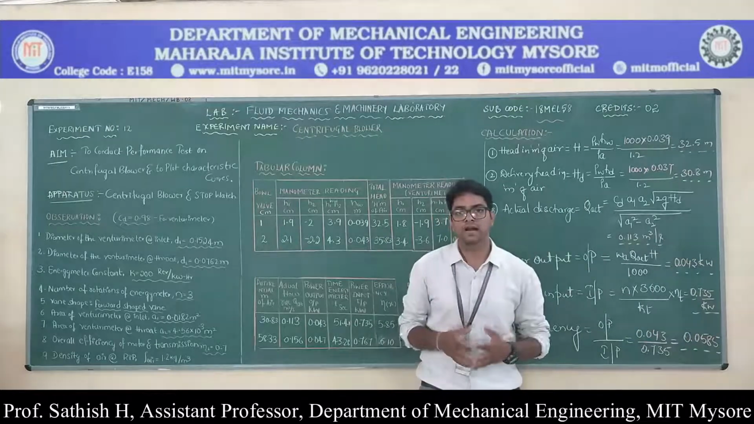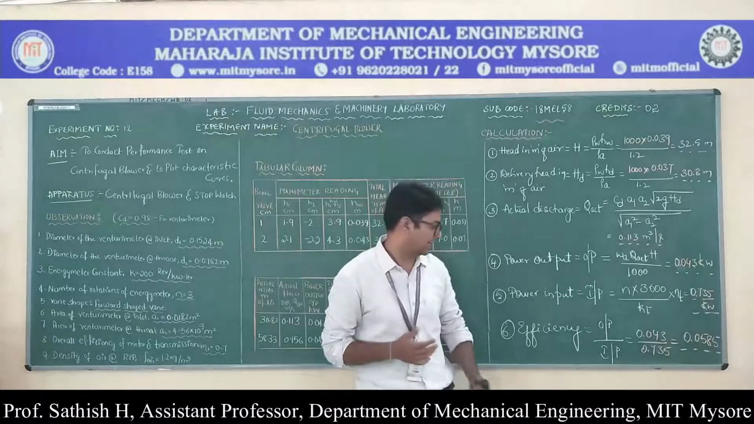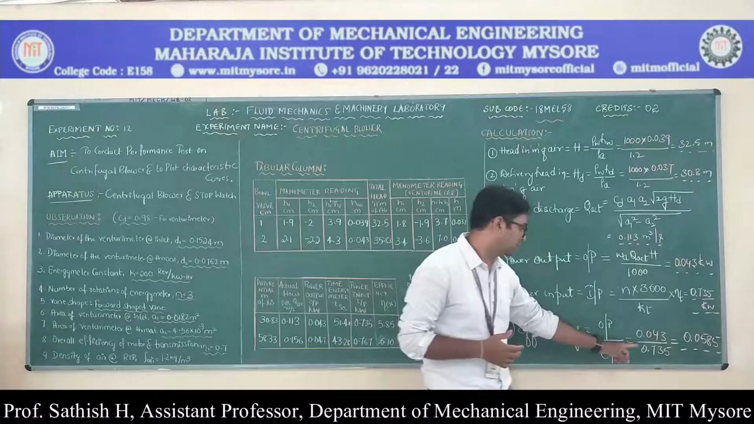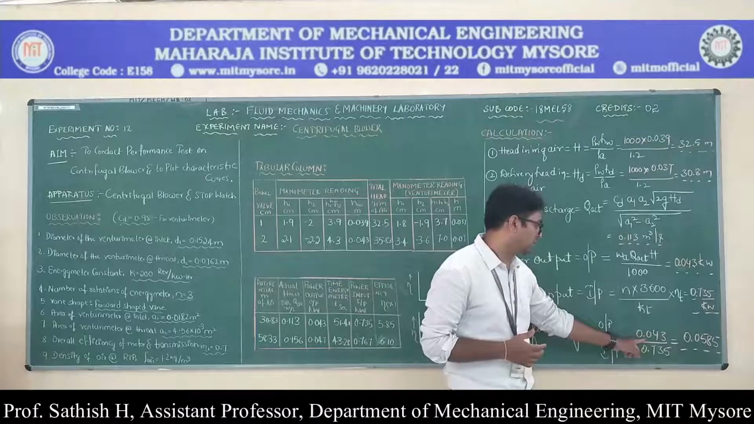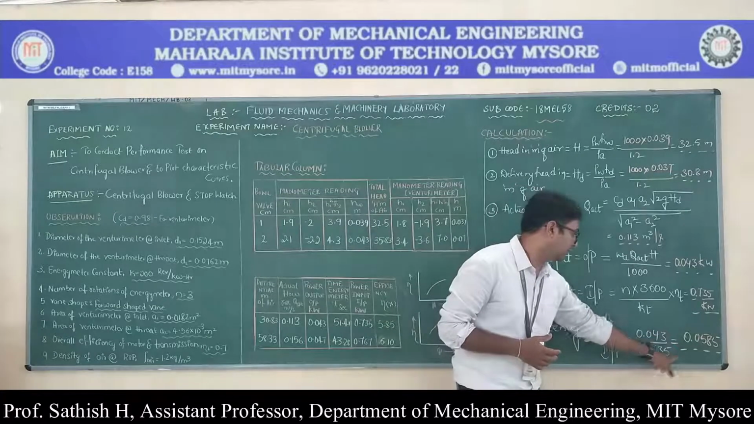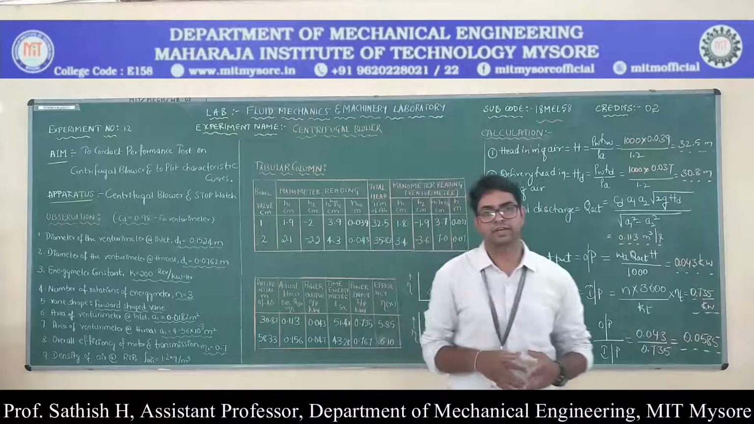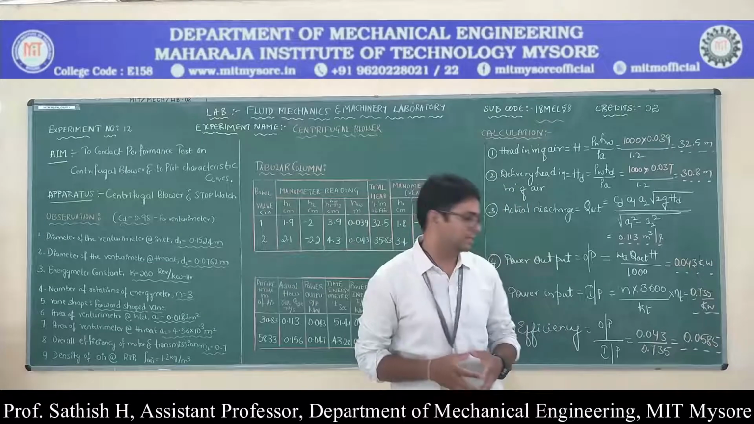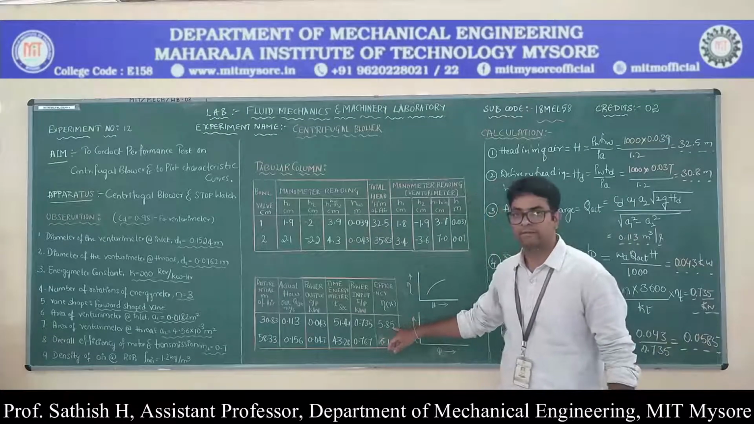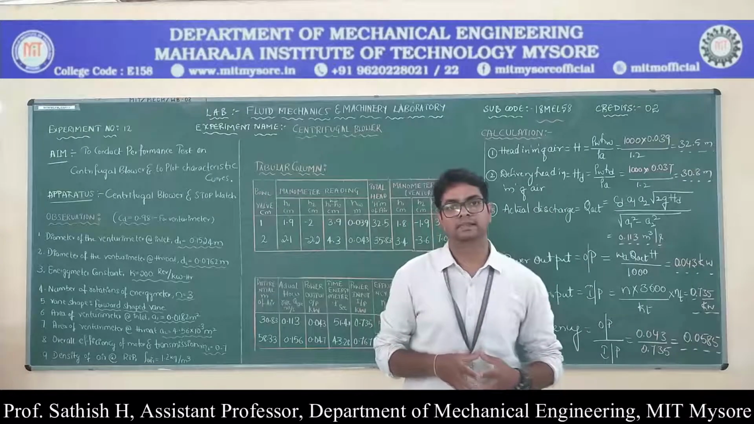Once you get the output power and the input power, in order to calculate the efficiency you have to divide them. Efficiency is equal to output divided by input, and this output is 0.043 and the input is 0.735. So you will get 0.0585 as the efficiency. If you multiply that by 100, you will get 5.85. So I have written it as 5.85 percent. That is the efficiency of the centrifugal blower.